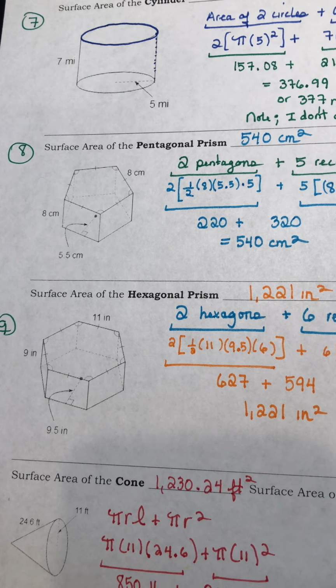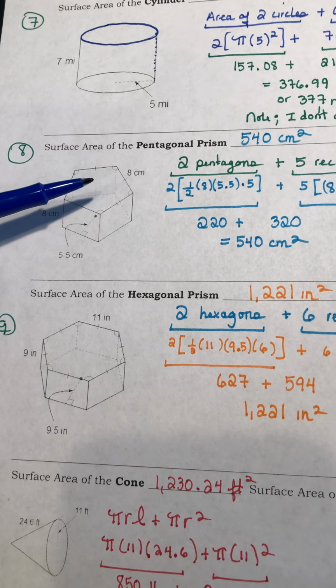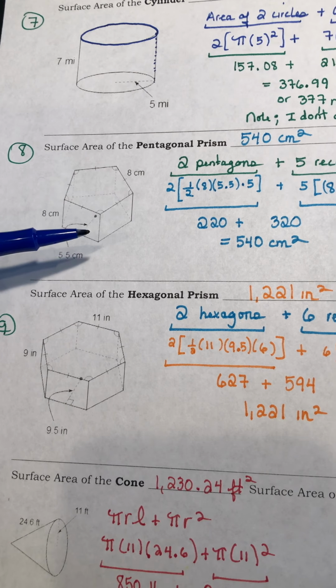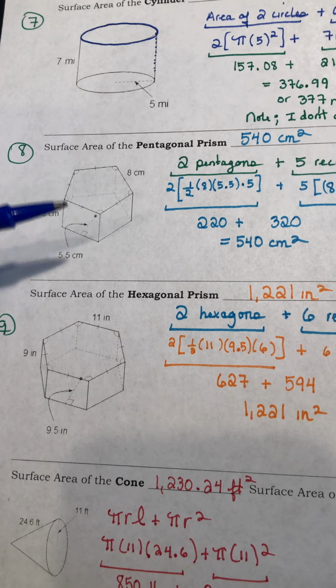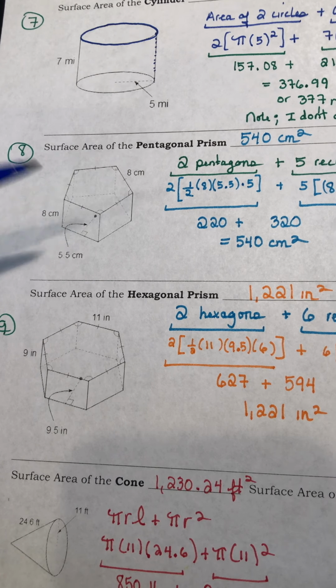Welcome to video number 8. Here we have the surface area of a pentagonal prism. The way that I start these is I look at the top and the bottom first. I notice the top and the bottom shapes are both pentagons. And remember we talked about how to find the area of a pentagon in a previous video.